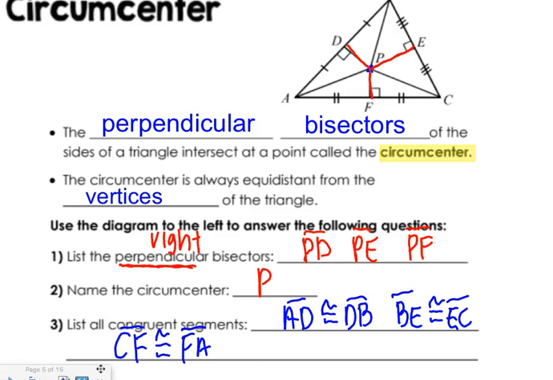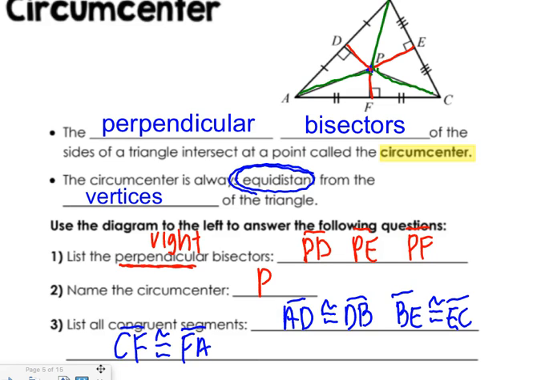Is there anything else that's congruent? Wouldn't there be PB is congruent to PC? Yeah. And it says the circumcenter is equidistant from the vertices. So PB and PA, yep, all of these green ones are also equal.